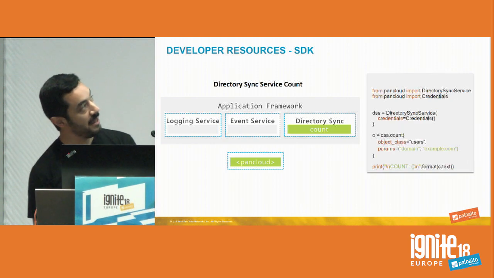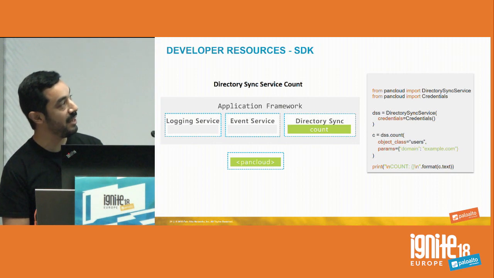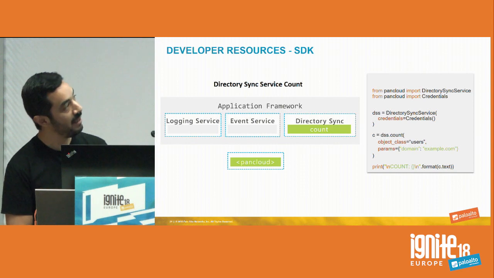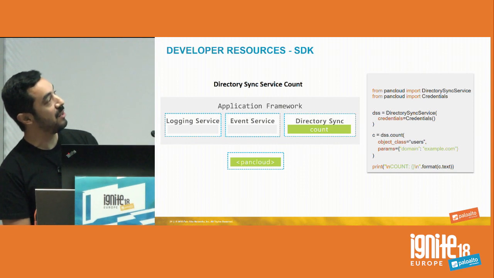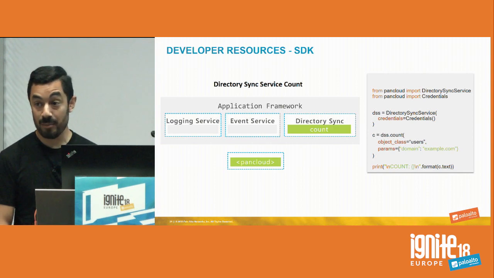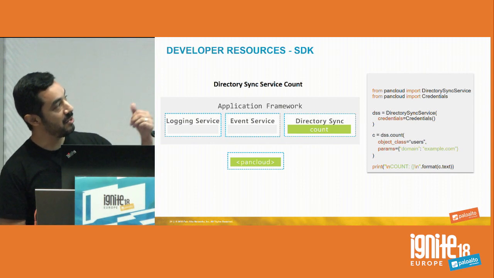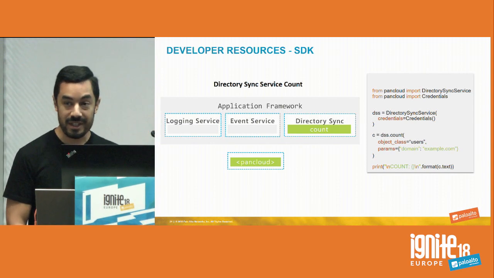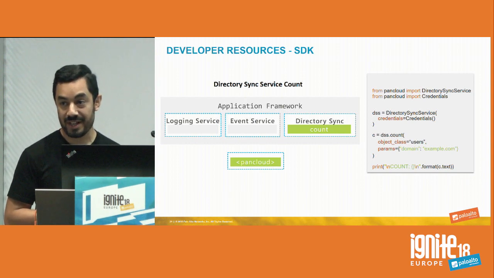Finally, this example is for directory sync service. What we're doing in this example is counting all the users that are part of the example.com domain. It's set up almost exactly the same way, unsurprisingly. If you're interested in viewing more examples, there is a repo available on GitHub that you can find. We can also link to it later. There's a ton more examples that go into a bit more detail, and they're a bit more fleshed out. I just wanted to give you an overview of what it's like to use PanCloud.